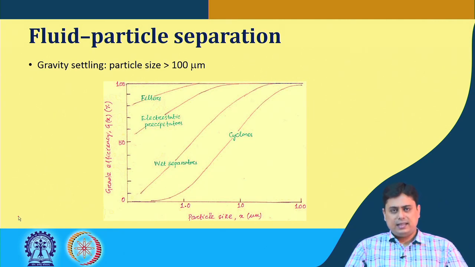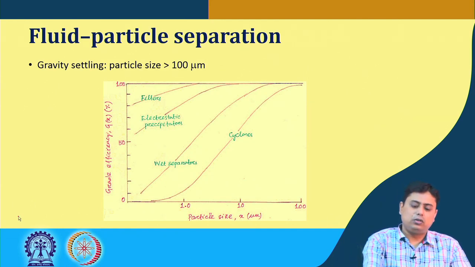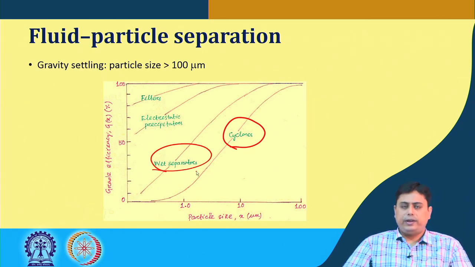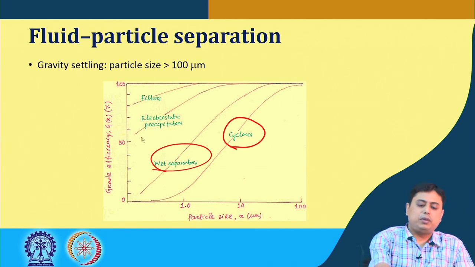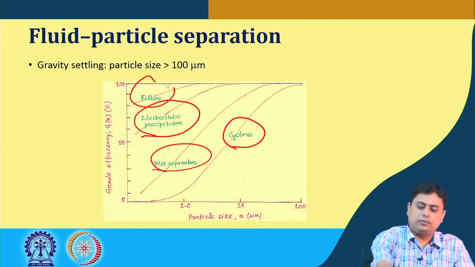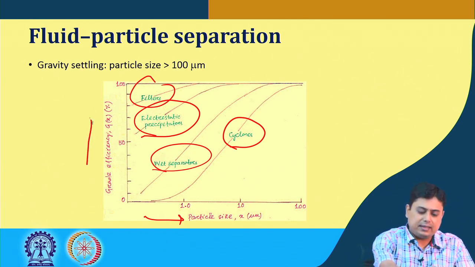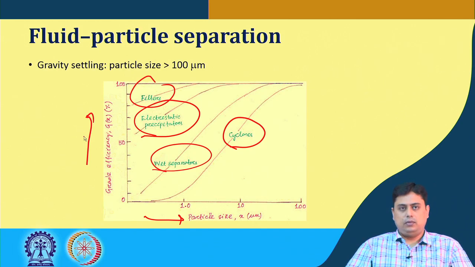But if the particle sizes are smaller than that, then there are some typical methods that are used, which are shown in this schematic graph: the cyclone separator, the wet scrubbing option, electrostatic precipitators, and filters. Here the x axis is the particle size and the y axis is the efficiency. The word says grade efficiency, we will come to that, but you can at the moment consider that this is the efficiency of the equipment.